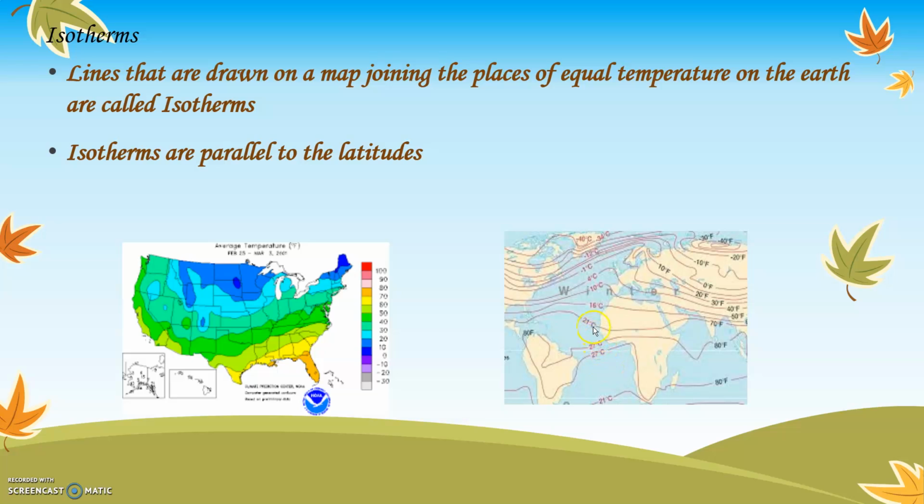For example, if you see over here, 21 degrees Celsius, Celsius is a symbol used for temperature. So you will understand that these lines which are drawn to show places having the same temperature are called isotherms. You will see over here 10 degrees Celsius, 10 degrees Celsius. These lines which are drawn with equal or same temperature on the earth are called isotherms, and isotherms are parallel to the latitudes. You can see over here they are always moving in a stepping position. Therefore, they are called parallels to the latitudes. So, the lines on the map which show areas of the same temperature are called isotherms.